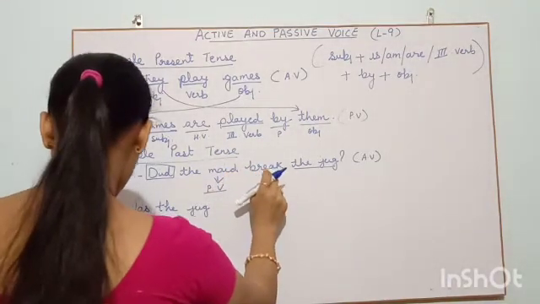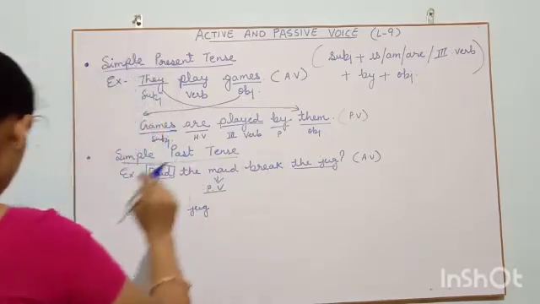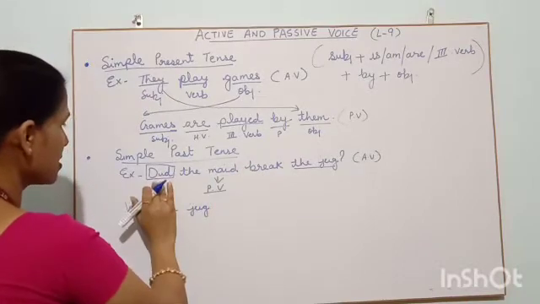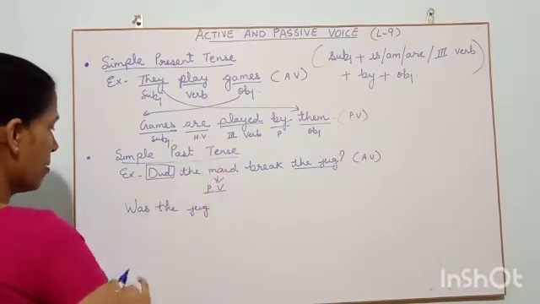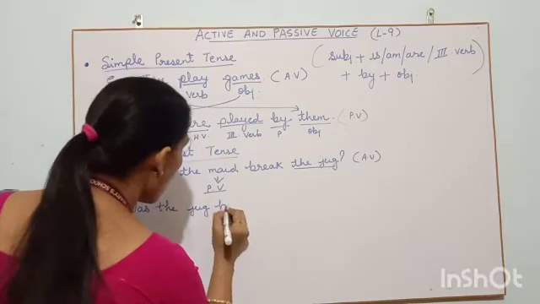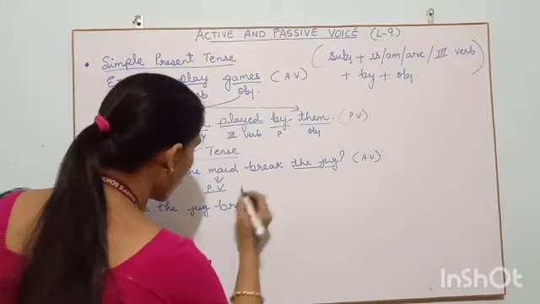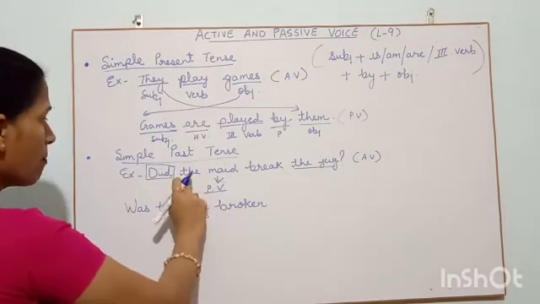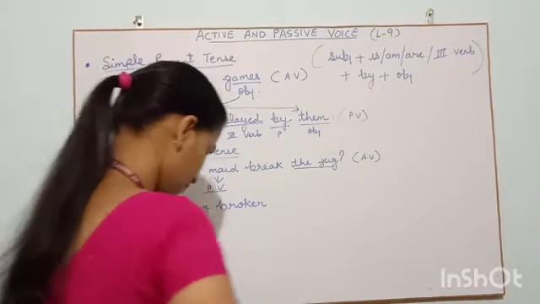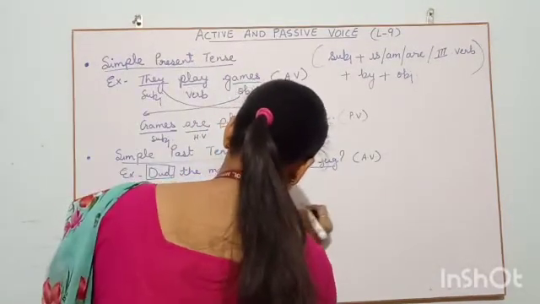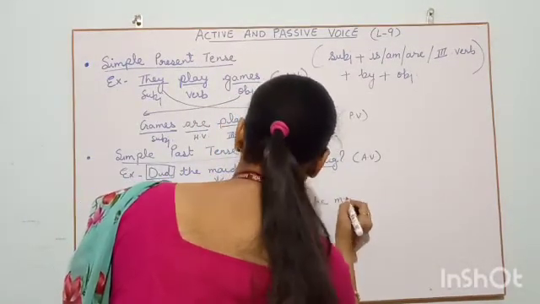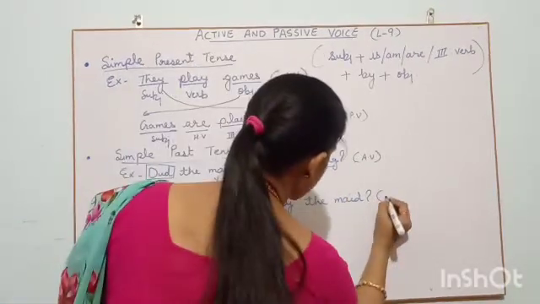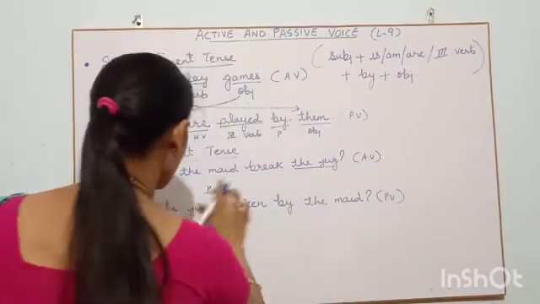The word break we have. Break is in which tense? Can you tell me? Yes, it is simple. But since did is used, it is taken as past. Was the jug broken? Break, broke, broken. And by whom? By the maid. By the maid, and question mark. This is your passive voice.